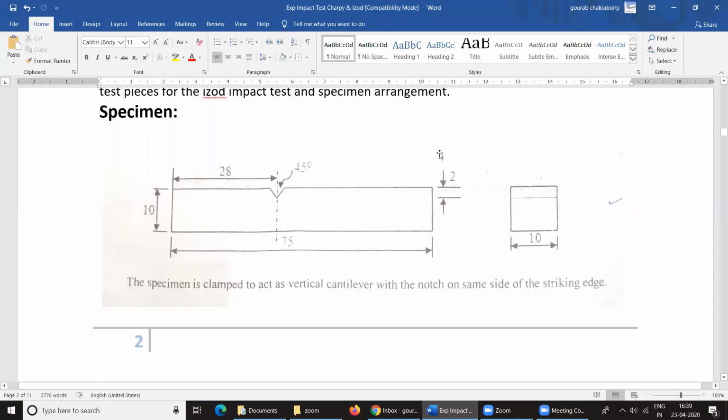Okay, students, today our topic is the IZOD impact test. As we know already, the tensile and hardness tests are used to determine the static characteristics of the material.